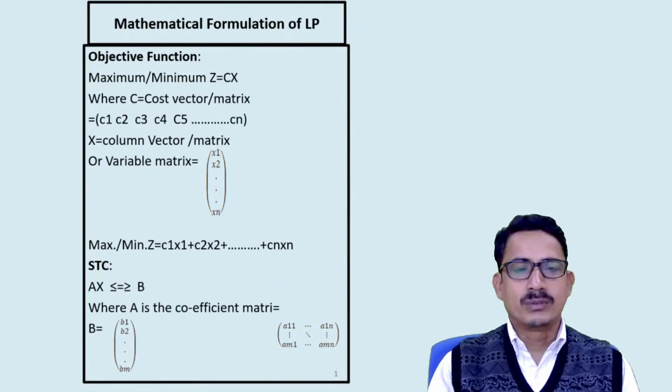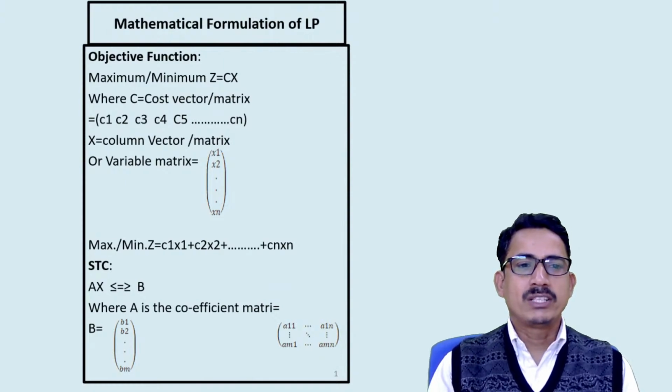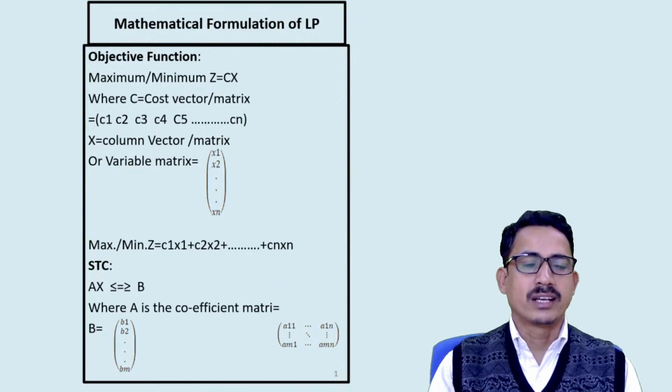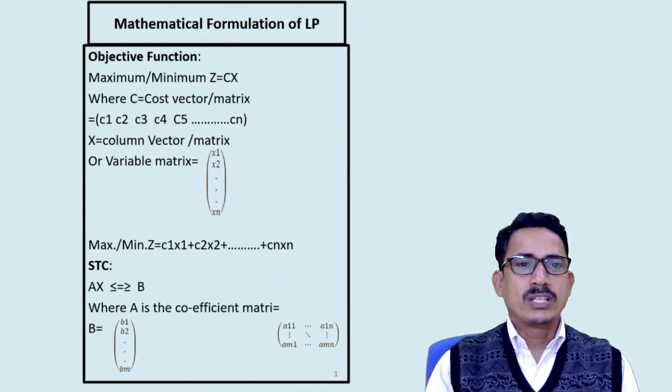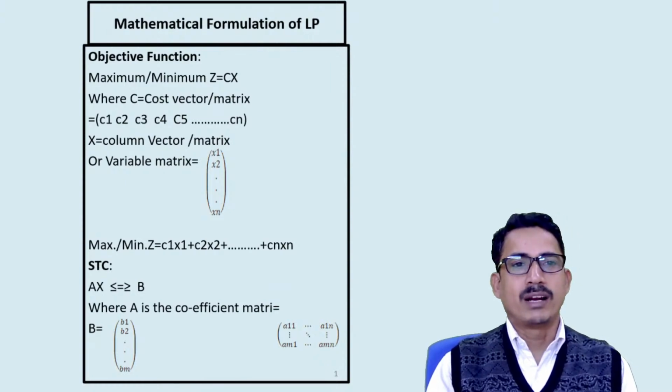Otherwise, follow previous books, because here I cannot explain how to multiply two matrices. But you should know it. When you multiply these two, you will get C1 x1 plus C2 x2 plus up to Cn xn. Once you get the example, I will relate this mathematical format to the example so you can understand better.